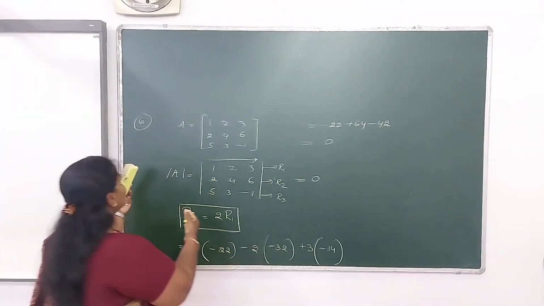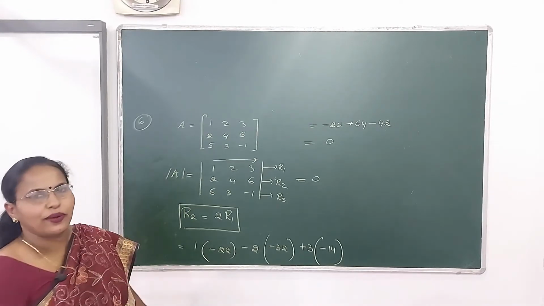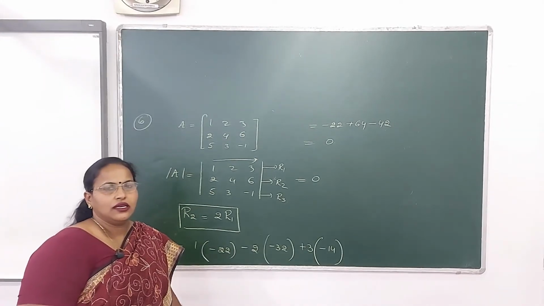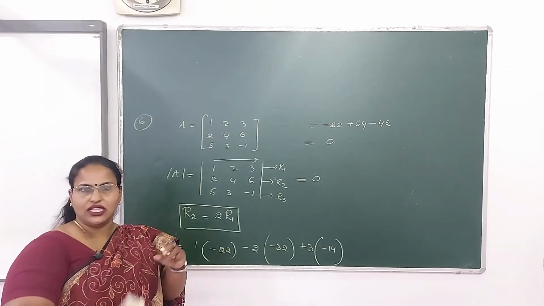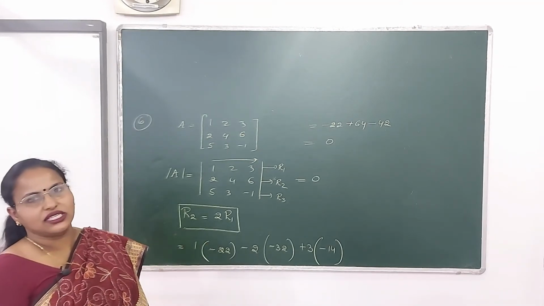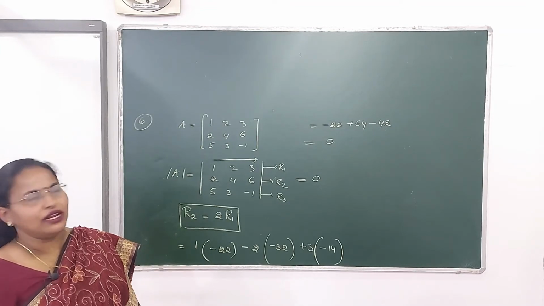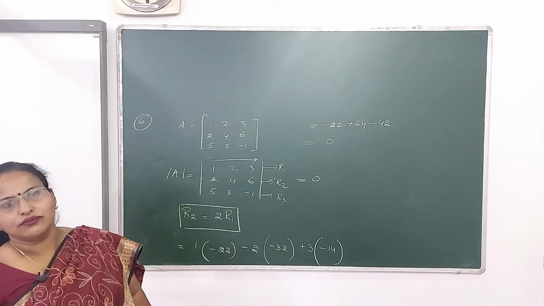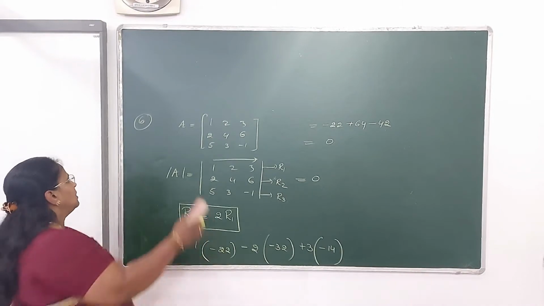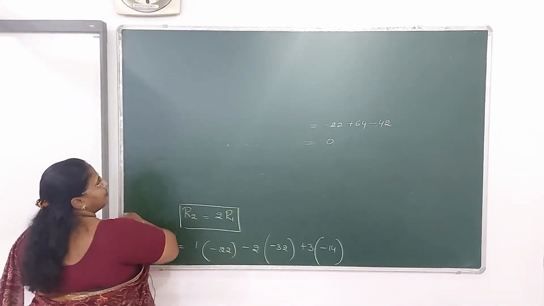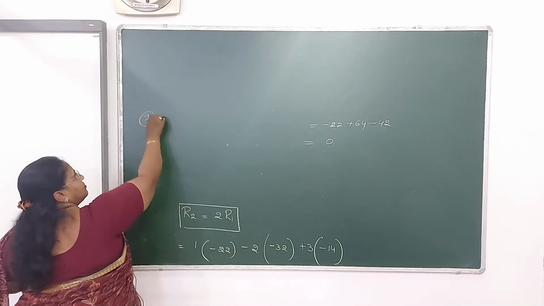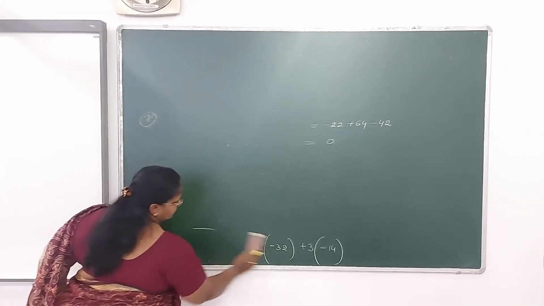So this is the sixth property. What is the sixth property? If any row or any column is lambda times any other row or any other column, where lambda is a scalar, then the value of the determinant will be 0. Okay, so moving to the next property, this is the seventh property. Now what does this property state?